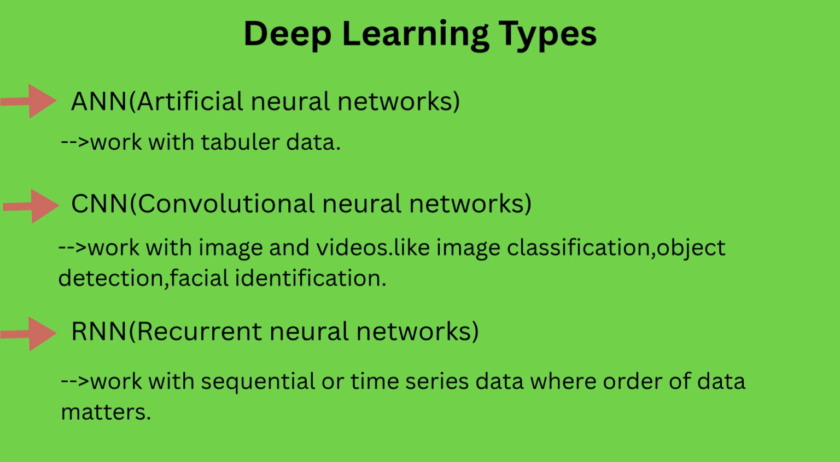The other deep learning type is CNN, which stands for Convolutional Neural Network. CNN works with image and video type of data. Examples of CNN are image classification, object detection, and facial recognition. And the last one is RNN, which stands for Recurrent Neural Network. RNN works with sequential data, and in RNN the order of data matters.